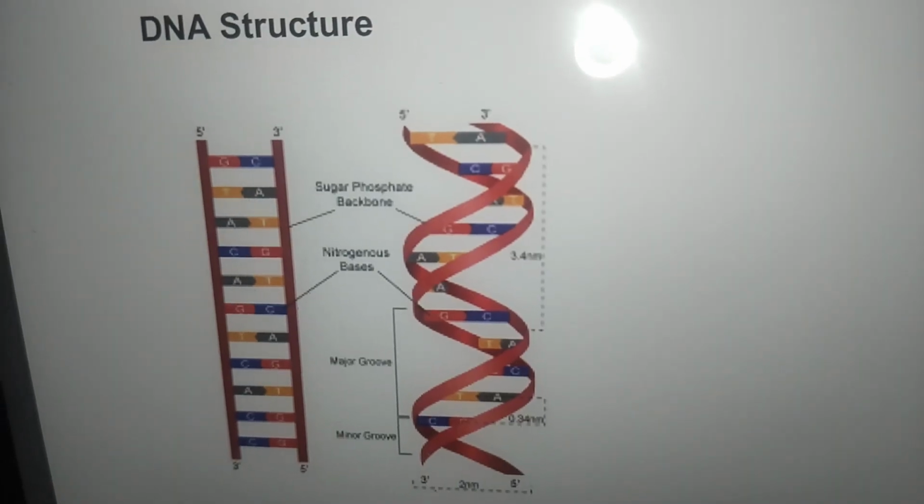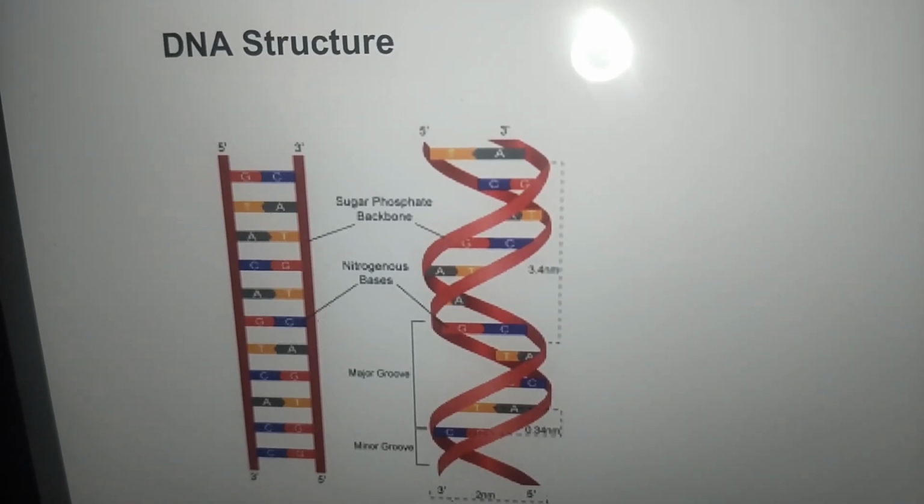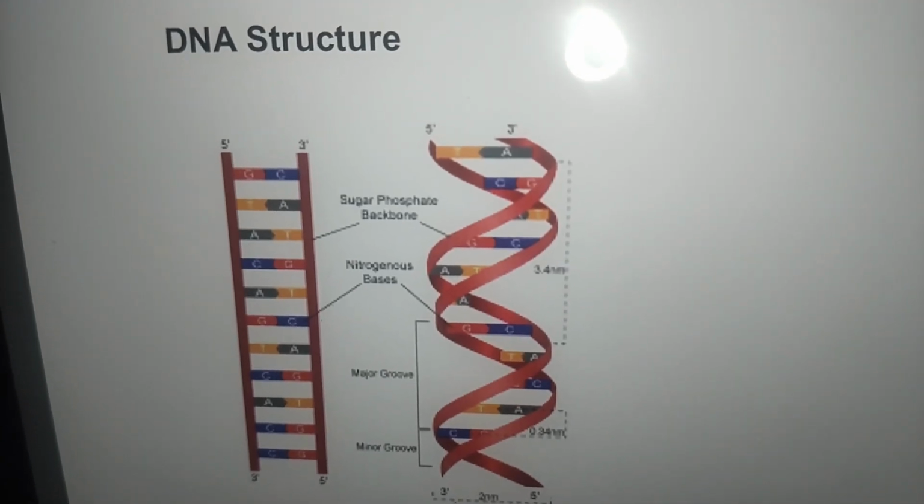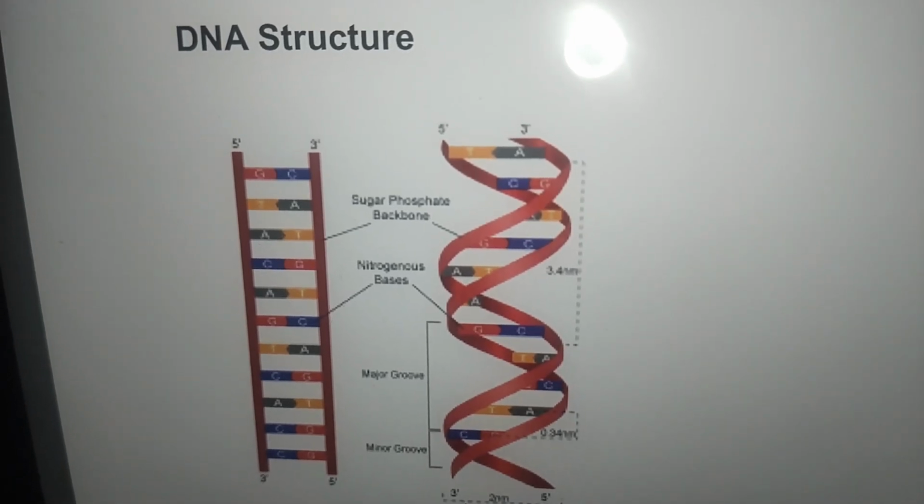This is the structure of DNA. We see the double helix, A, T, G, C, the sugar phosphate backbone, and nitrogenous bases. Watson and Crick were the first scientists to propose the double helix model of DNA, using X-ray crystallography. Each strand of DNA is a polymer of nucleotides. Each nucleotide consists of three components: deoxyribose, a nitrogenous base, and a phosphate group.